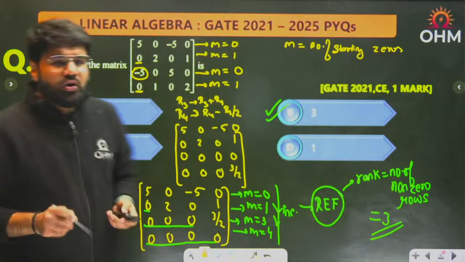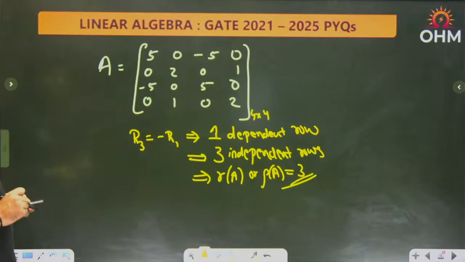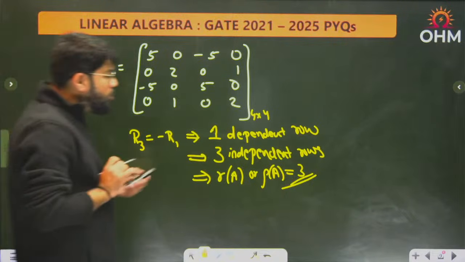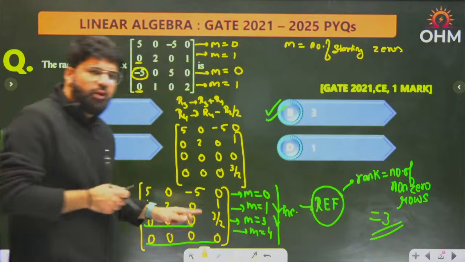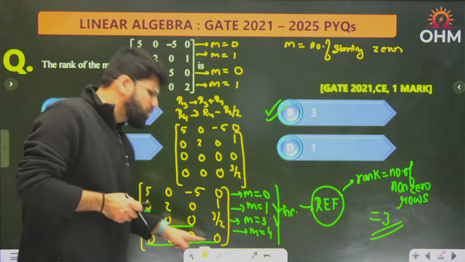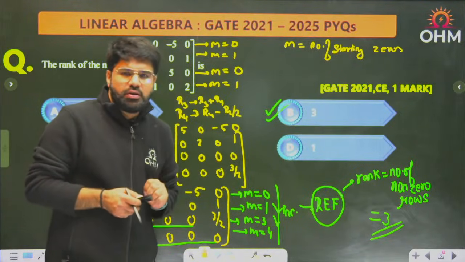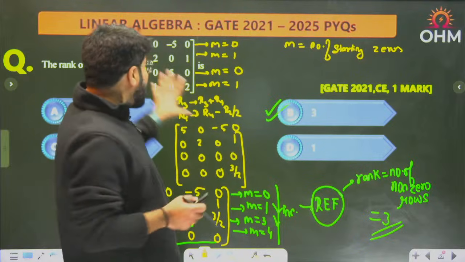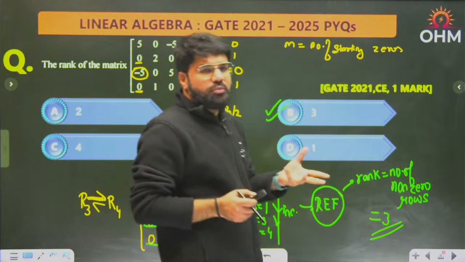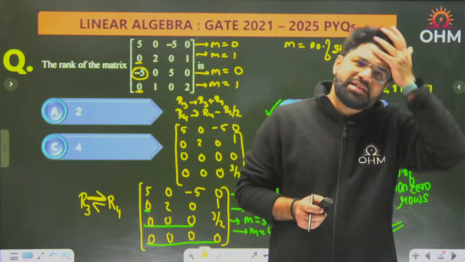Okay, any doubts, please mention. The correct answer is rank equal to 3. Now suppose there was one more dependent row. Understand it like this: in the row echelon form, if the last row was also non-zero, then the rank would be 4, the number of non-zero rows. But can the rank of this matrix be 5? Not at all possible. The maximum rank of this matrix can be 4.